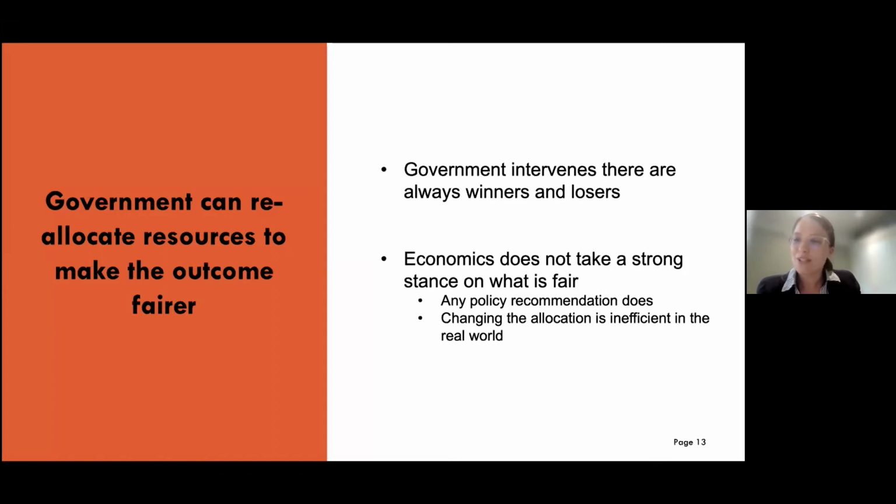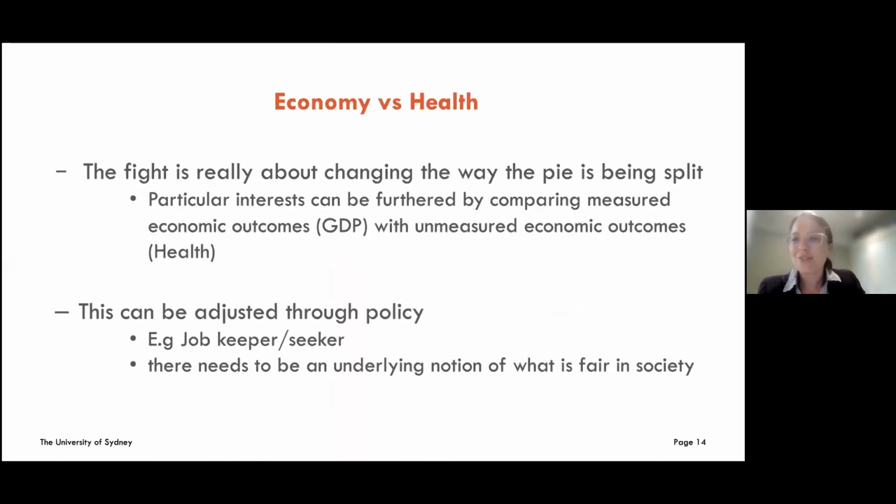So it's not really possible in real life to keep the pie the same size and then share it around. You always lose some crumbs once you start cutting it up. And so how did the economy become the enemy of health in public discourse during this pandemic? I think what people are really fighting about is how to divide up the pie.